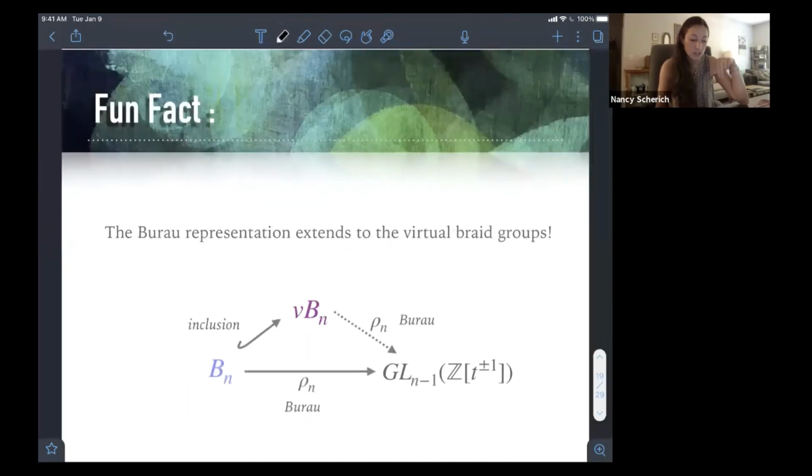Okay, so another reason why the Bureau representation is super fun is it extends to the virtual braid groups. So we're going to talk about virtual braid groups in a minute. But basically, what does it mean that it extends to a virtual braid group? Well, there's this bigger group, the virtual braid group, and it contains the classical braid group as a subgroup. And so the idea is that there's a Bureau representation for the virtual braid group that is just the Bureau representation on the braid group. So there's this associated representation on this bigger group that just gives you the Bureau representation. Okay, so we're going to talk about virtual braid groups for a minute, and then we're going to circle back to representations of the virtual braid groups.